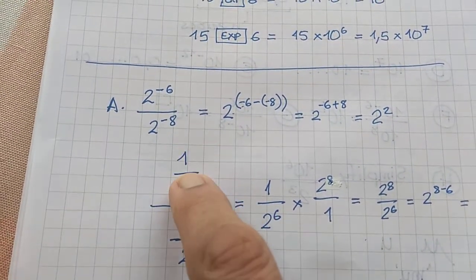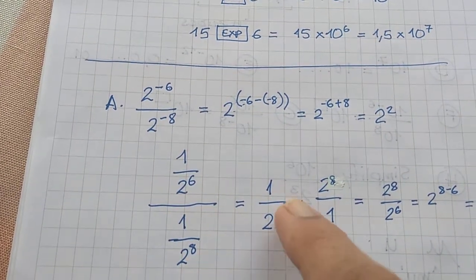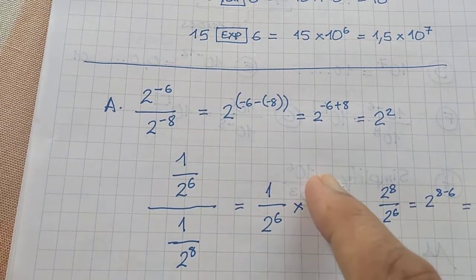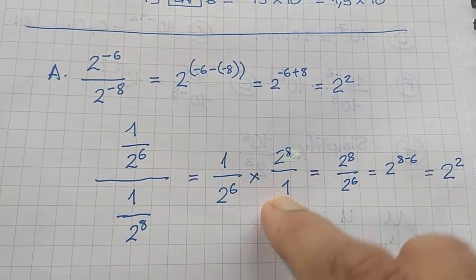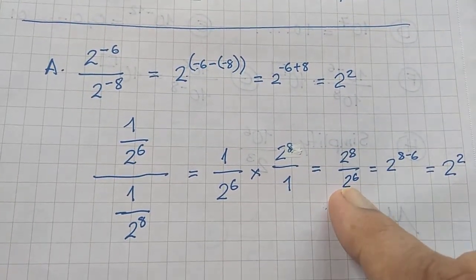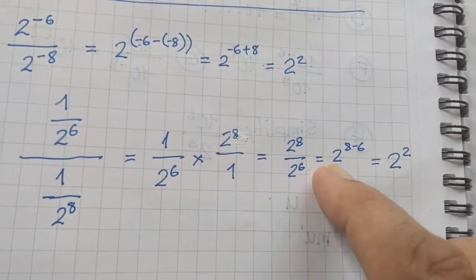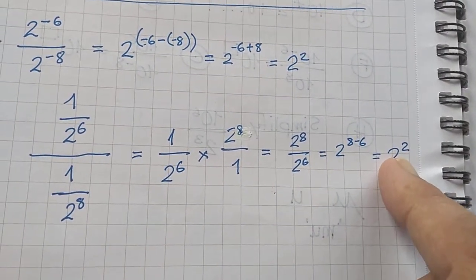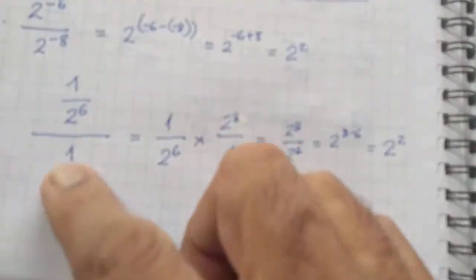Then this is a over b divided by c over d, so it is 1 over 2 to the power 6, that you just copy. This you flip, 2 to the power 8 into 1. You get 2 to the power 8 divided by 2 to the power 6, which is equal to 2 to the power 8 minus 6, which gives you 2 to the power 2. All of this is correct.